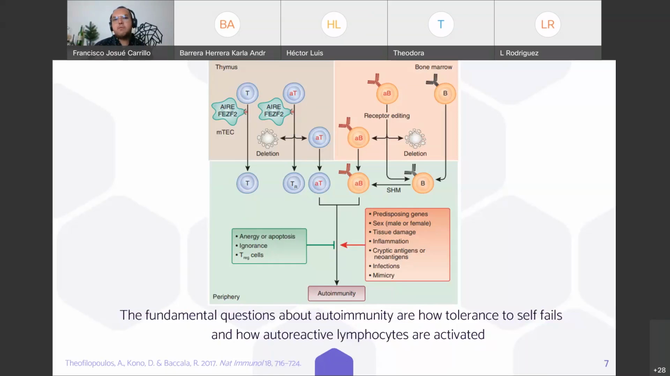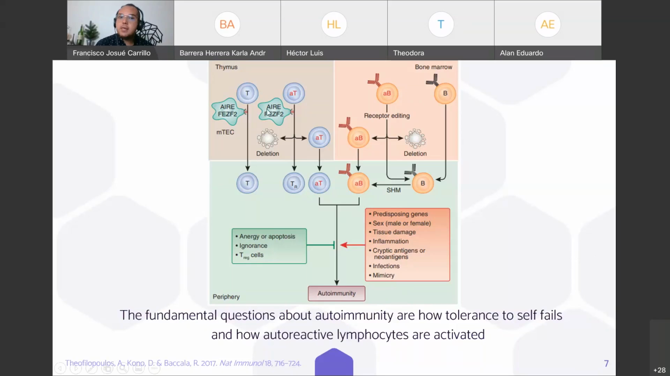So obviously, if we have some mutations or deletions, this is going to have a consequence: the loss of tolerance.